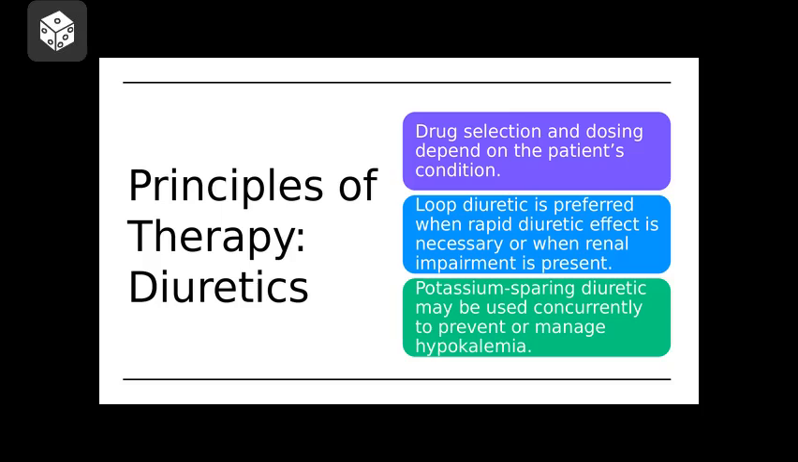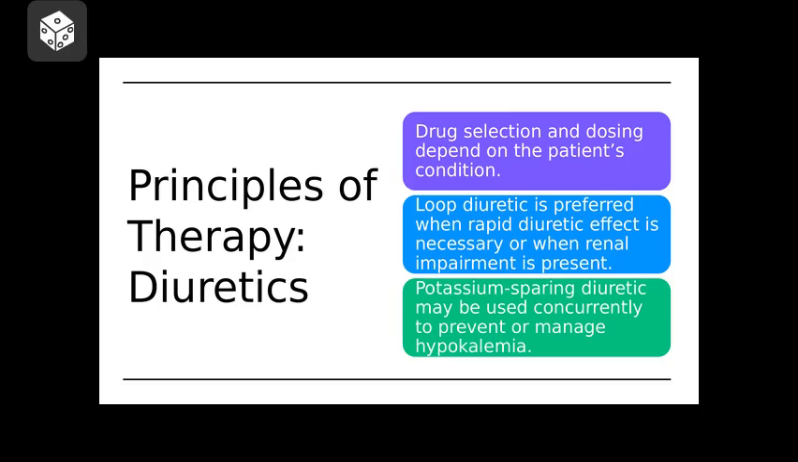Next, we want to think about our loop diuretics. So loop diuretics are the preferred medication for an acute crisis. If we need rapid diuretic effect, like I need your patient to be peeing right now, loop diuretic is going to be the best medication. Loop diuretic is also a good choice when your patient has some renal impairment. It's not ideal to use diuretics with renal impairment, but if you have some, a loop diuretic is going to be the one that you want to choose.